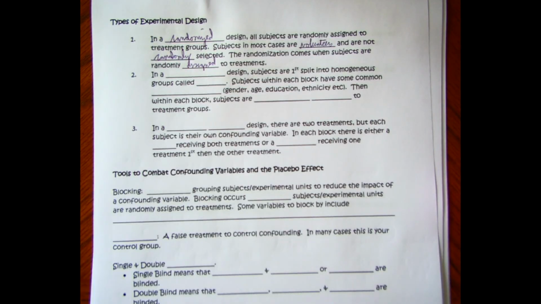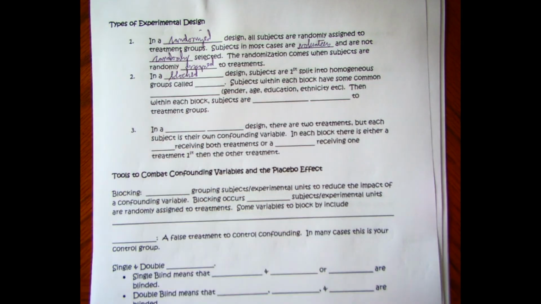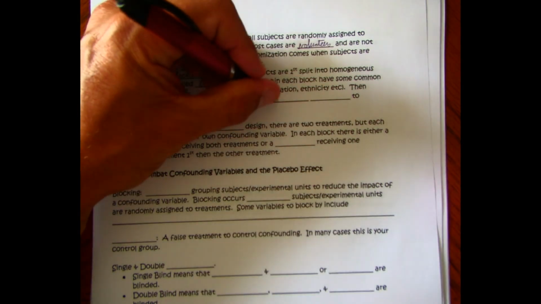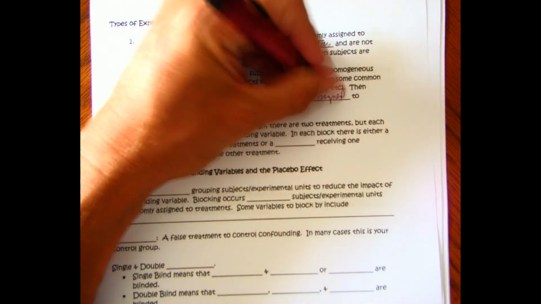Okay? In a blocked design, subjects are first split in a homogeneous group called blocks. Subjects within each block have some common characteristic, or variable. Then within each block, subjects are randomly assigned to treatment groups. Alright, so what does that look like?